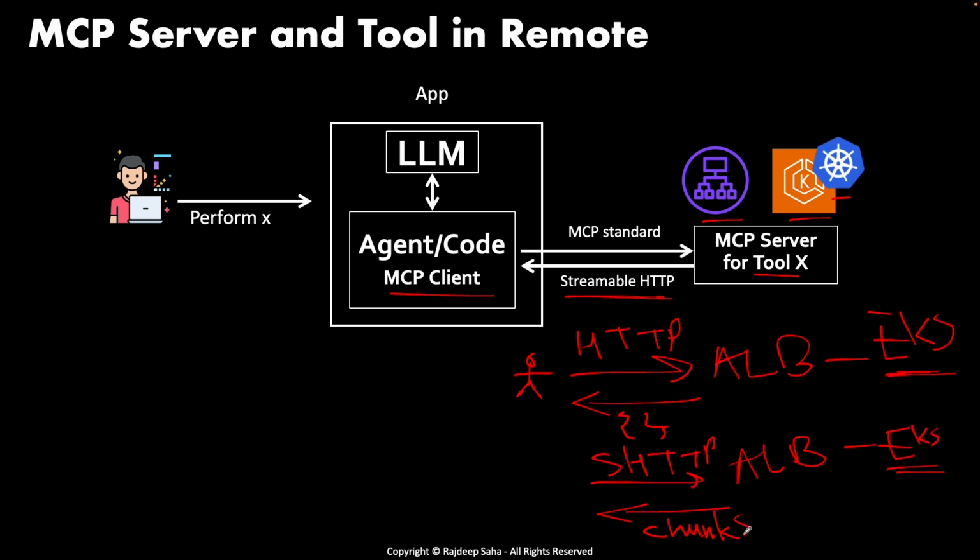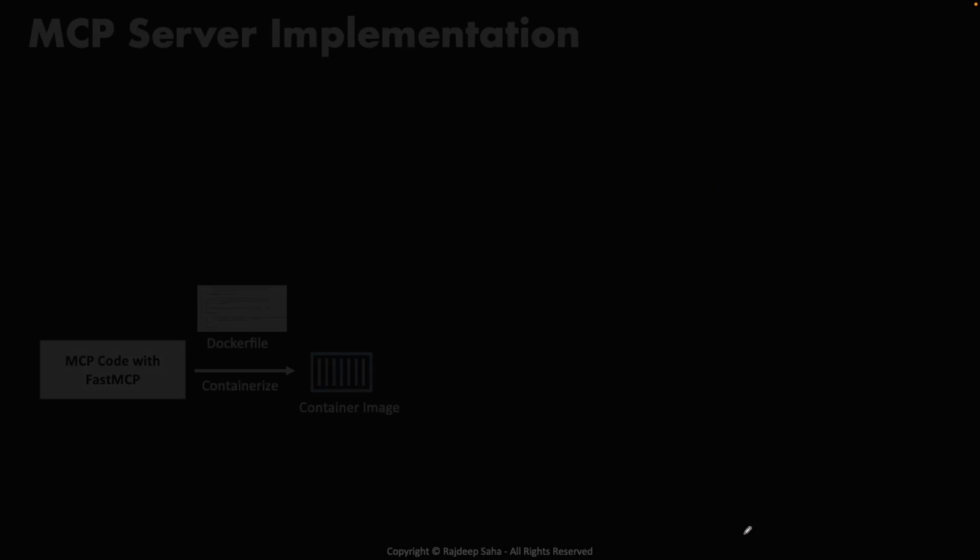This is the latest jazz. Before, MCP used to support stdio for local and SSE, or server-sent events, for the transport, but now streamable HTTP replaces SSE.